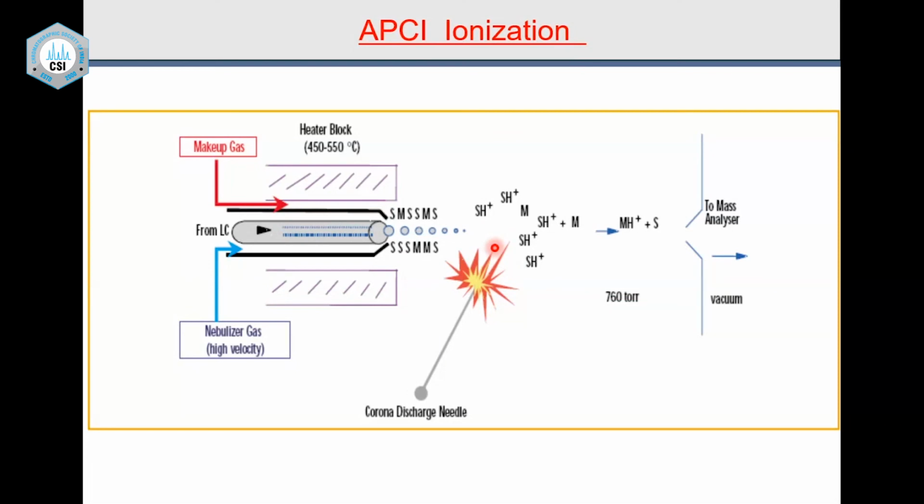So as you can see, SH, S stands for your solvent front. The solvent is S. So the solvent front gets a protonation. So if it is methanol, instead of CH3OH, it becomes CH4OH, a proton added to it. And that really mingles with your molecule and gives a very friendly transfer of one proton to that.